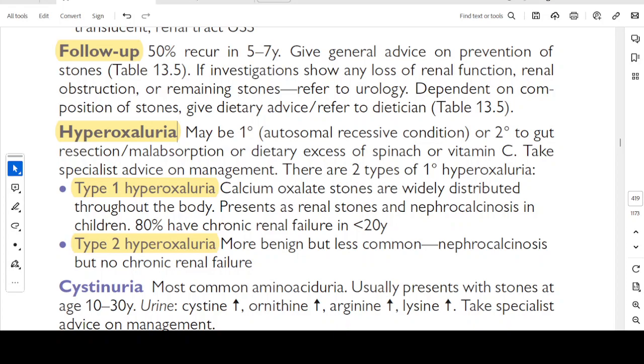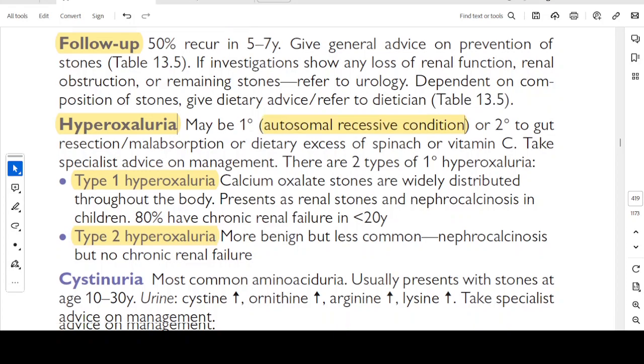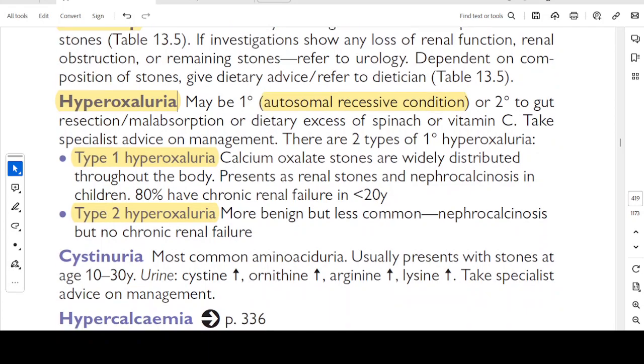So hyperoxaluria is a metabolic condition, so it is an autosomal recessive condition. See, we have read that autosomal dominant conditions are mostly structural. Autosomal recessive conditions are mostly metabolic. Not that one of them is more severe than the other. Autosomal recessive conditions may be more severe as they are metabolic.